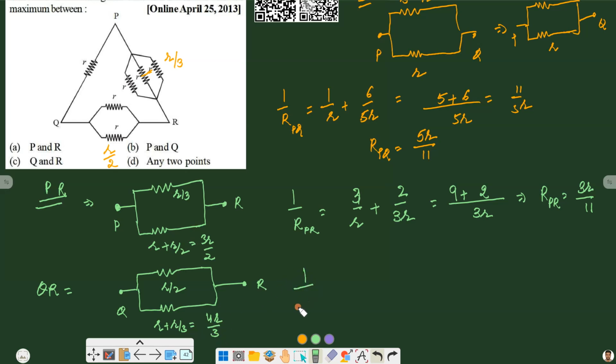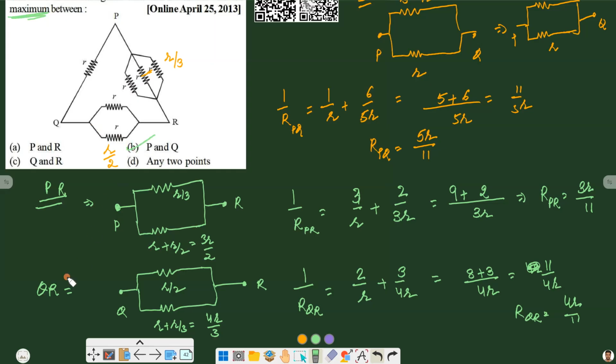Now 1 by R of QR will be equal to the parallel combination, so 2 by R plus 3 by 4R, and that will give us 4R as LCM, and this will be 8 and this will be 3, so 11 by 4R, and R of QR is equal to 4R by 11. So PQ is the highest and PR is the lowest, and we have been asked maximum. So PQ is the maximum. Option B will be the right answer.